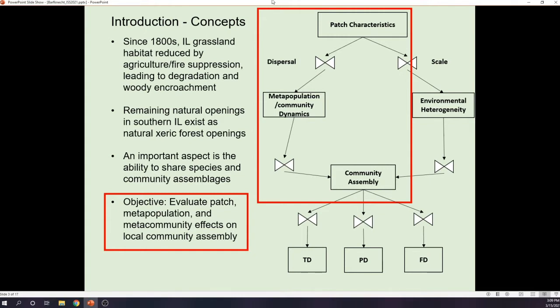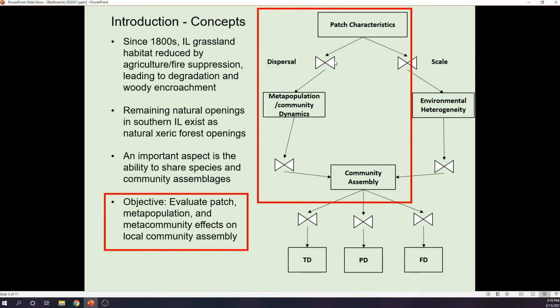It's important to understand how to preserve these natural habitats, and to understand how this patch-like set of ecosystems shares not only species but the general community assemblies between them. So for this talk, I'll be looking at how patch dynamics and metapopulation and metacommunity dynamics together influence community assembly, while my previous research looked at a lot of the other cells in this diagram you see here.